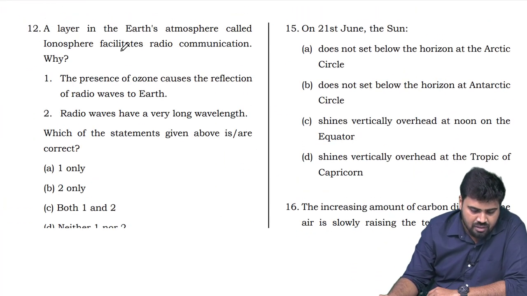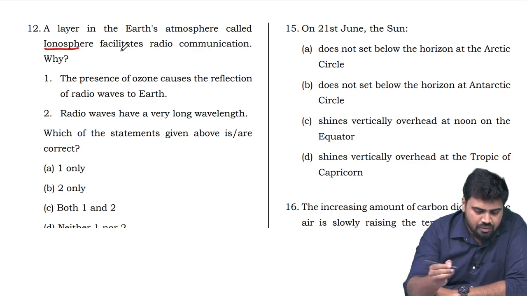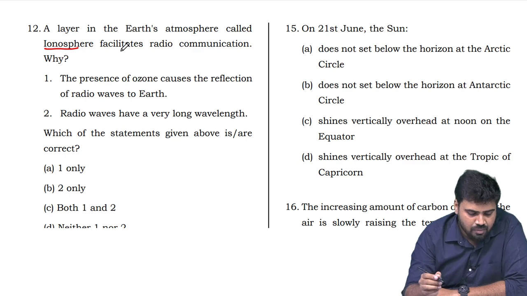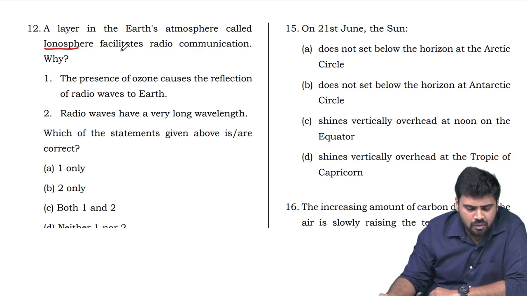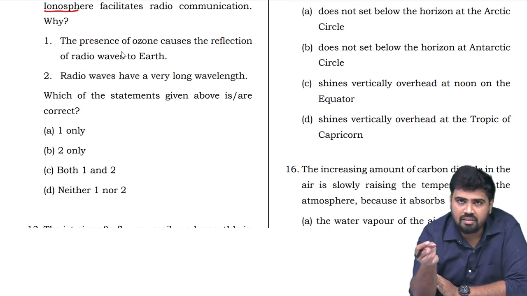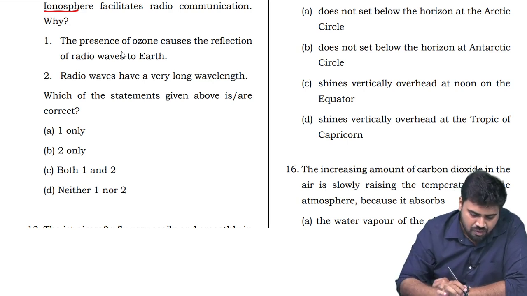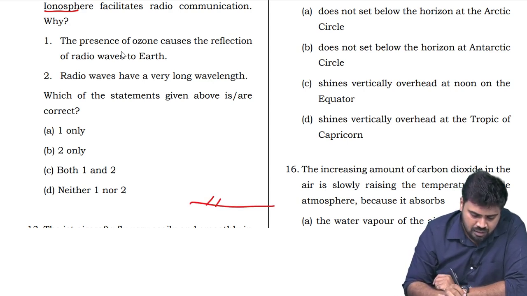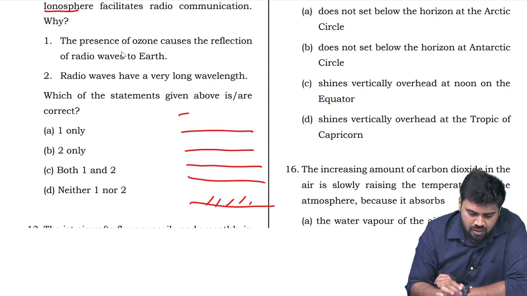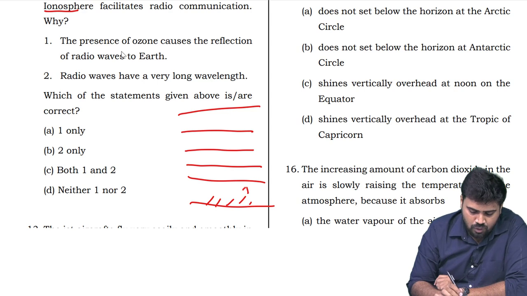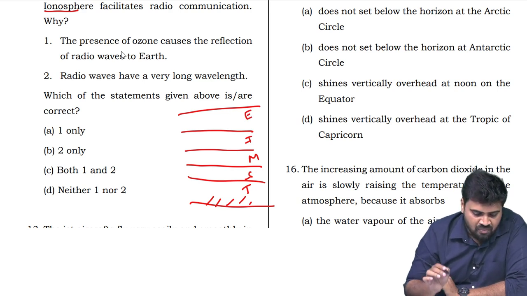12, a layer in the earth's atmosphere called the ionosphere facilitates radio communication. So they have given that the ionosphere facilitates radio communication. It is in our NCERT, a very basic question. We know about the layers of the atmosphere. Consider this is the surface: troposphere, stratosphere, mesosphere, ionosphere, and exosphere. So 5 layers: troposphere, stratosphere, mesosphere, ionosphere, thermosphere, and exosphere. 5 layers, we know that.